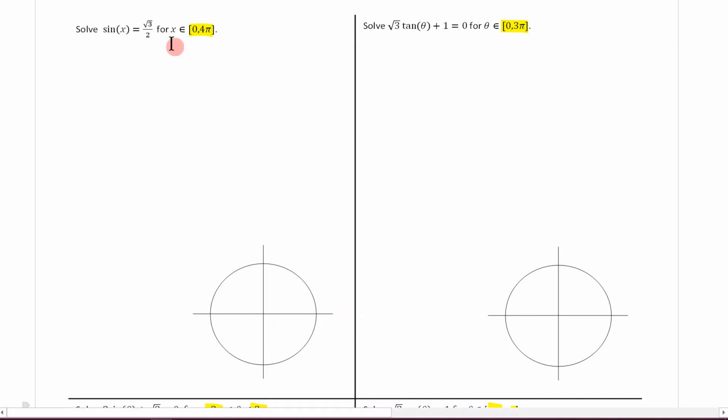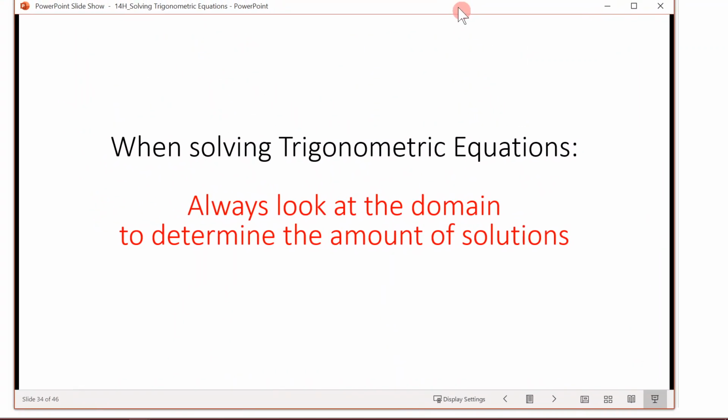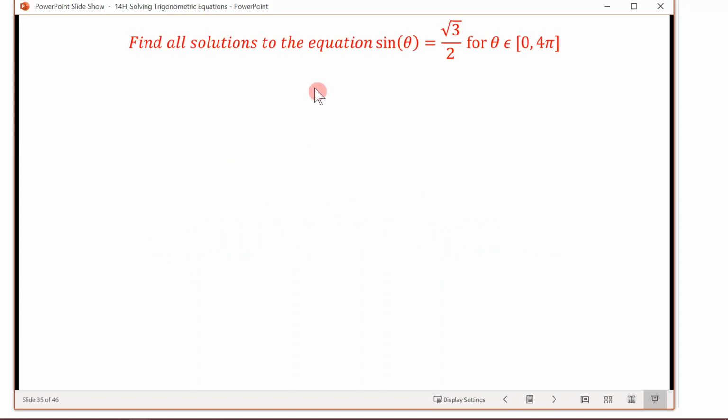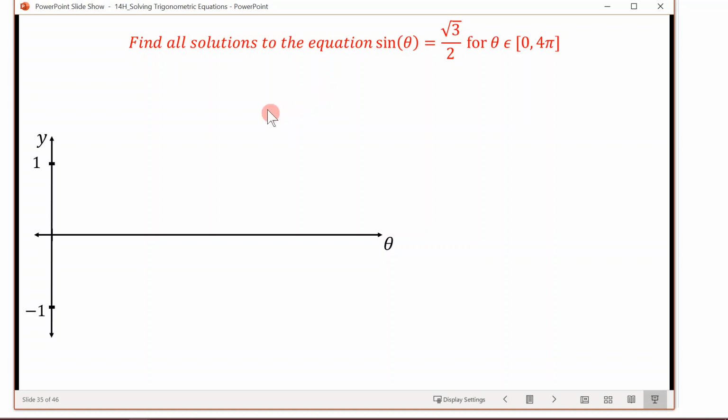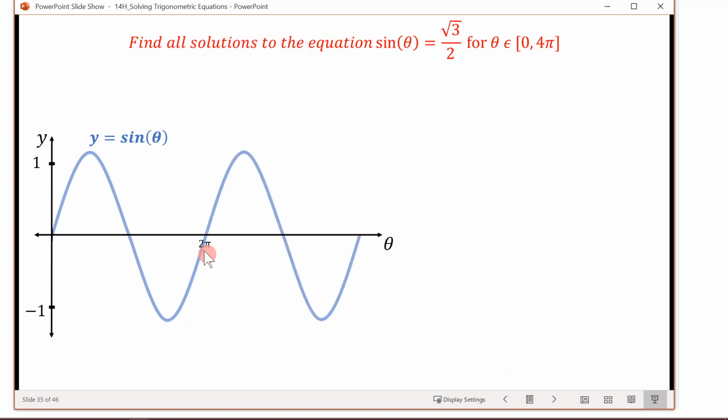To help us visualize this question, let's just look at a PowerPoint right here. I've entitled this, when solving trigonometric equations, always look at the domain to determine the amount of solutions. So what exactly does that mean? Well, here's our question. Let's draw our axes. Then let's draw sine of theta. If we draw just one period, we know one period is 2 pi, but as you can see here, my domain is 0 to 4 pi. So that means I'm going to have to draw another period here, and that now takes me to 4 pi.